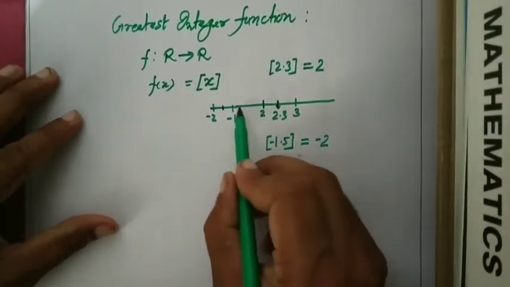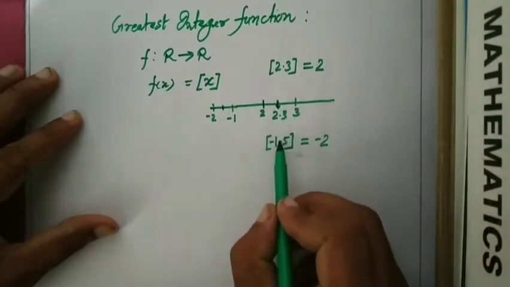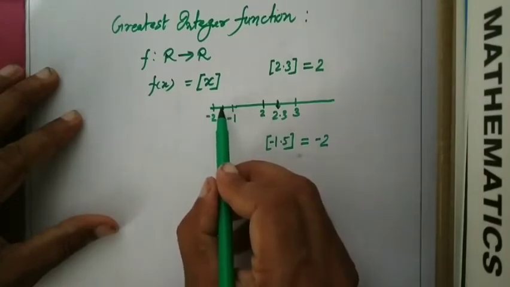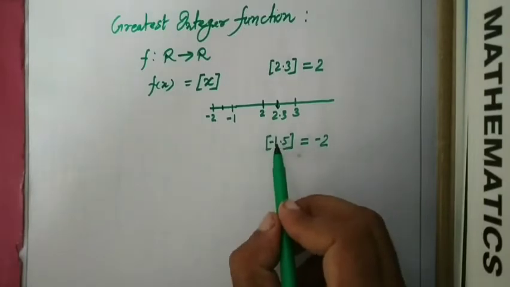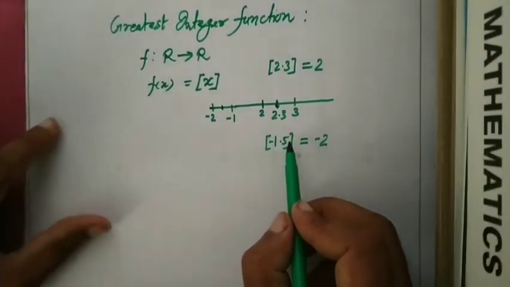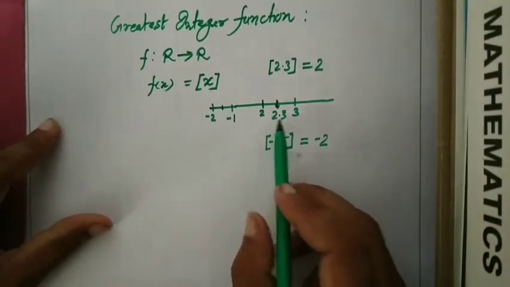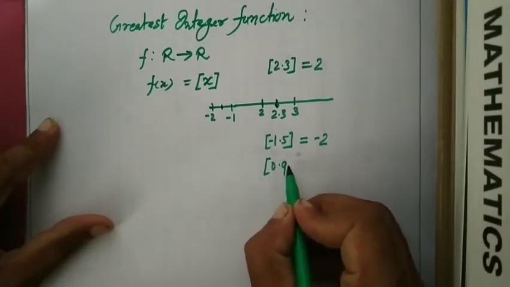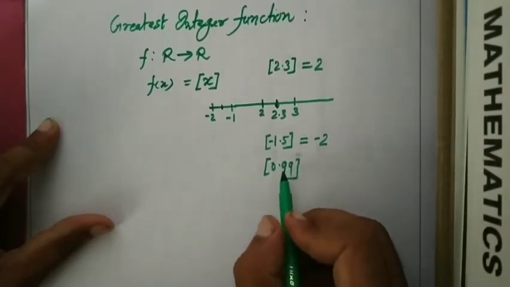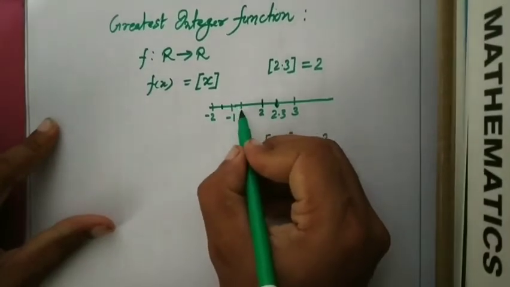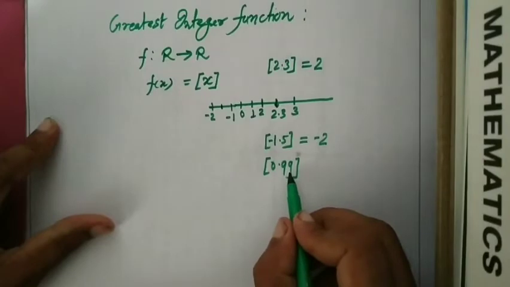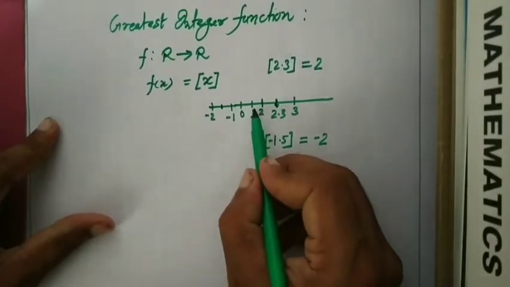Because on the right side every number is greater than this number, but from the left side, whatever is the greatest integer from that point for which we are choosing the greatest integer function, we can find it easily with respect to the number line if there is any confusion. Similarly, one more example: suppose it is 0.99. You know that 0.99 is a number situated somewhere between 0 and 1. Suppose that this is 0 and this is 1. So 1 is very close to 0.999, but it is not 1.